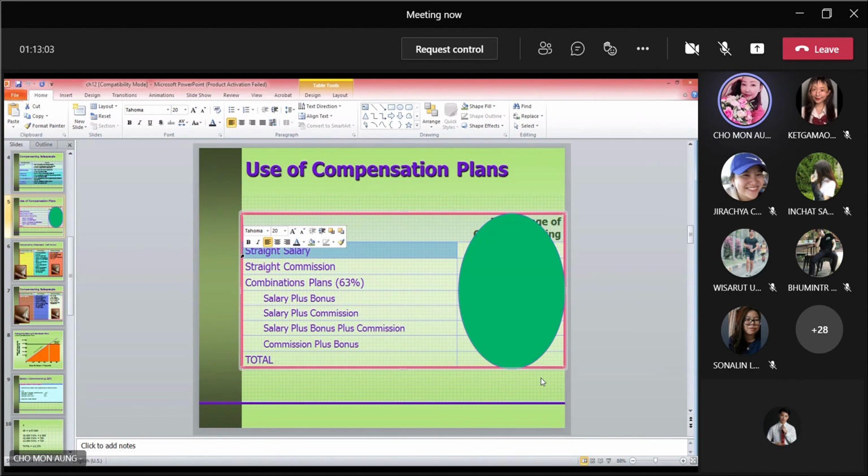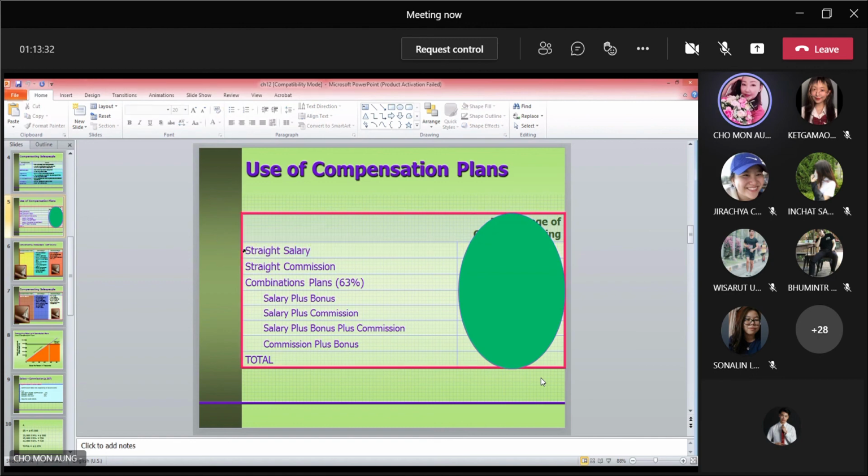But if you are not going to give any commission, you are paying only salary, then your salary should be higher than the standard, so that they will have enough income. Get it? For the commission also, there will be the standard of the industry. You can follow the standard, you can pay higher or lower.